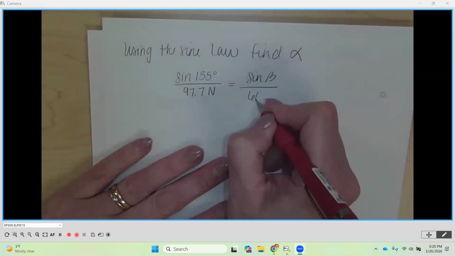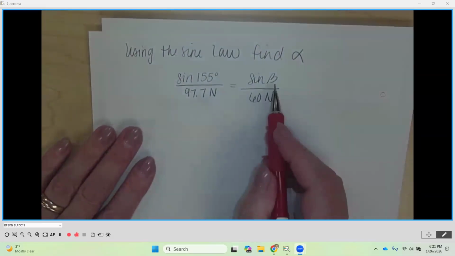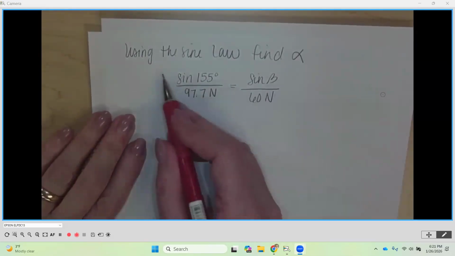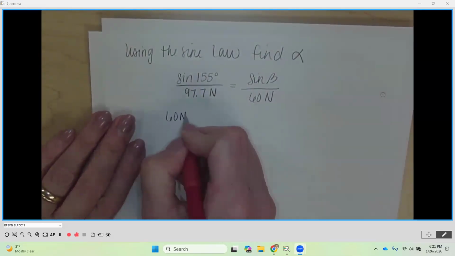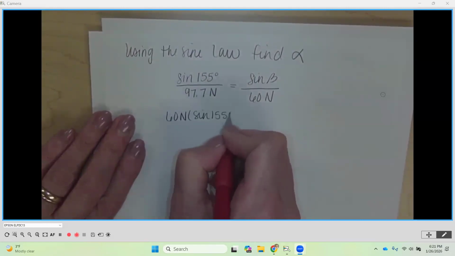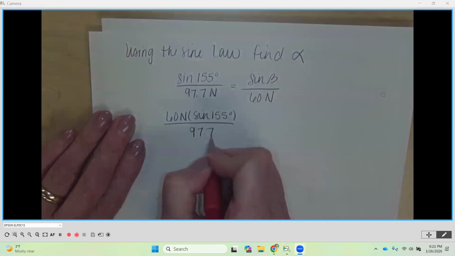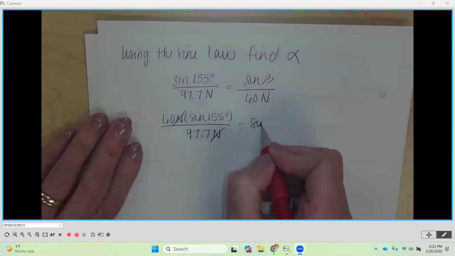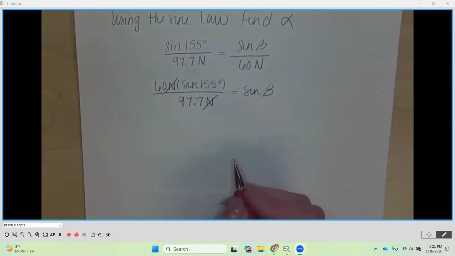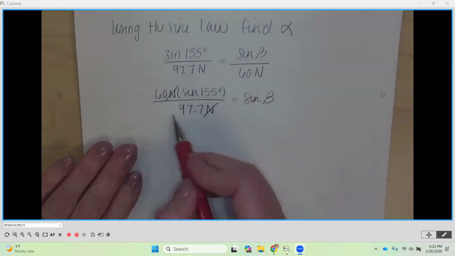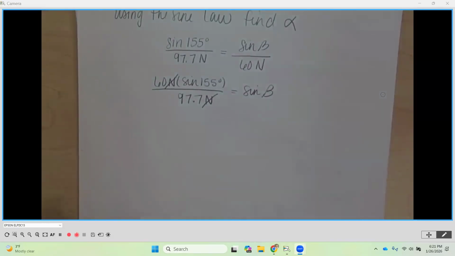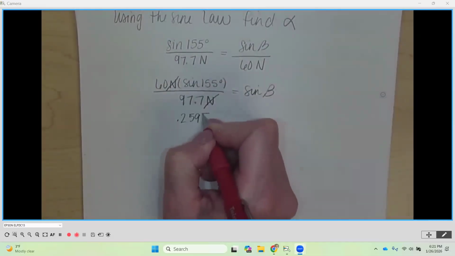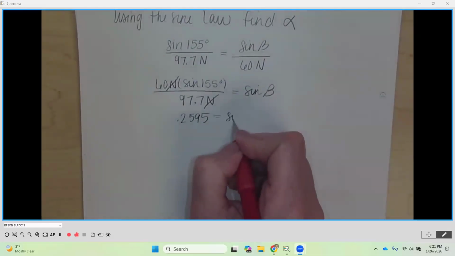Okay. So our only unknown here is beta, right? Newtons are units, all right? Beta is our only unknown. So if I take 60 and I multiply it up, so 60 newtons times sine of 155 over 97.7 newtons. Newtons cancel out on both sides, right? And that's going to be equal to sine of beta. Okay. So you'll get a decimal over here. So let's see what we end up getting. It should be 0.2595. It's going to equal sine beta.